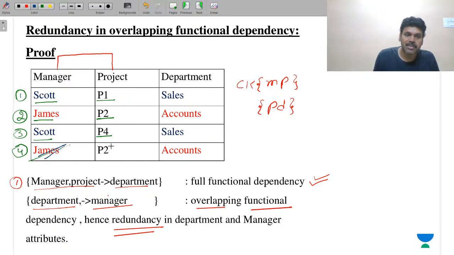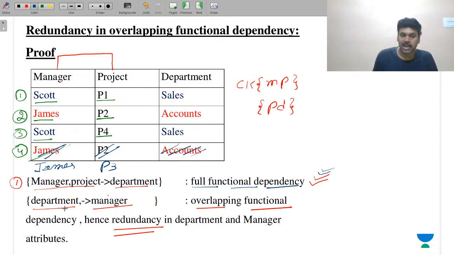So remove this James and remove this P2. If you want to give something else, you can give it. For example, I'm giving James, and this time I'm writing P3. Now it is correct, it's perfect. But this is wrong. Why? Because James and P2 is already available. Okay. So we understand that in a fully functional dependency, we don't have any redundancy.